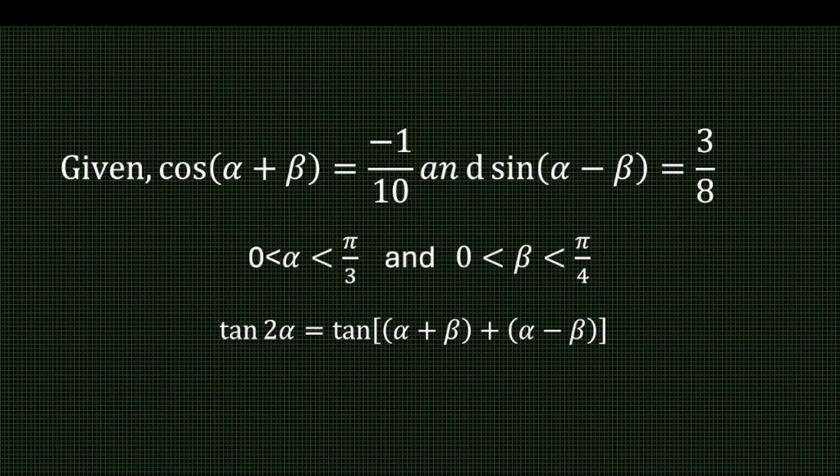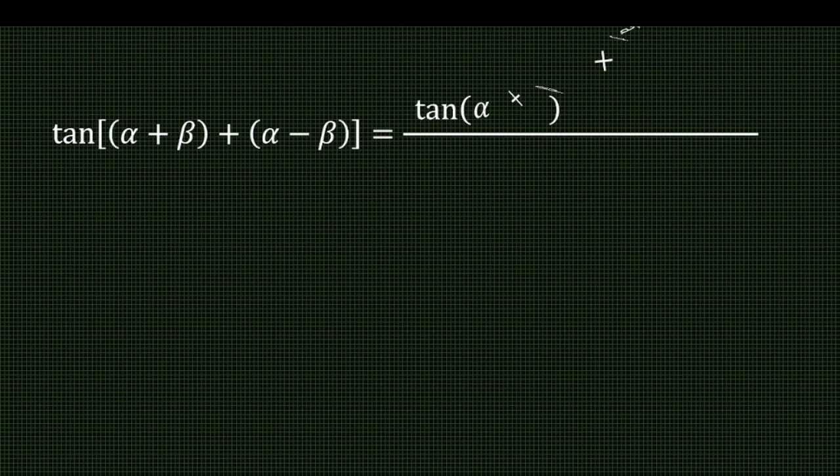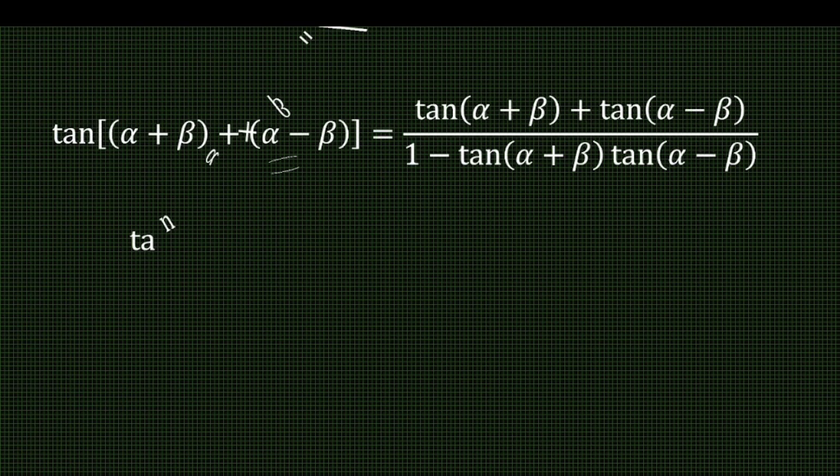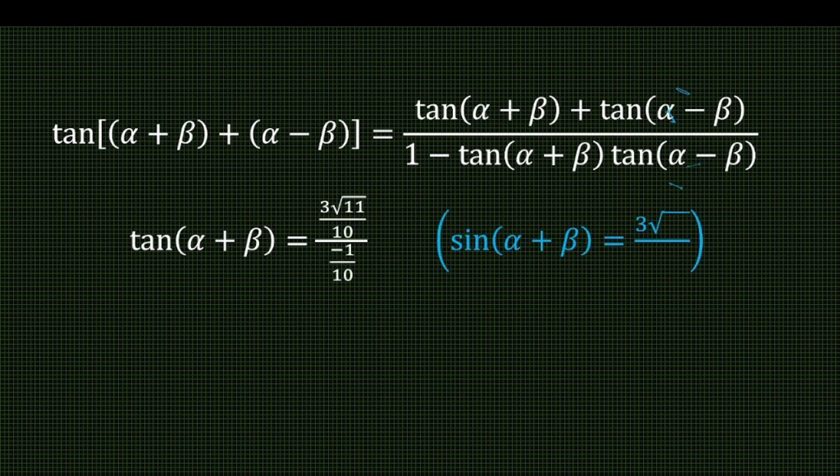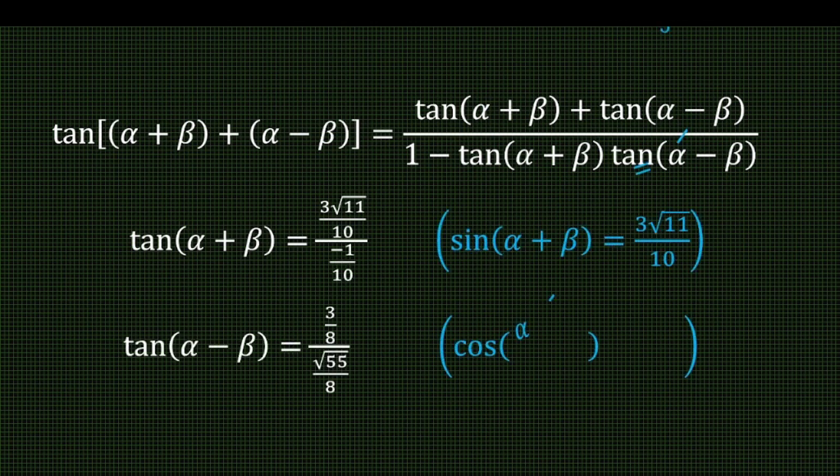Let's break this down step by step. Notice that we can write 2α = (α+β) + (α-β). Taking the tangent on both sides, tan 2α = tan((α+β) + (α-β)). With the help of the tan(A+B) formula, where A = α+β and B = α-β, we need the individual values of tan(α+β) and tan(α-β).